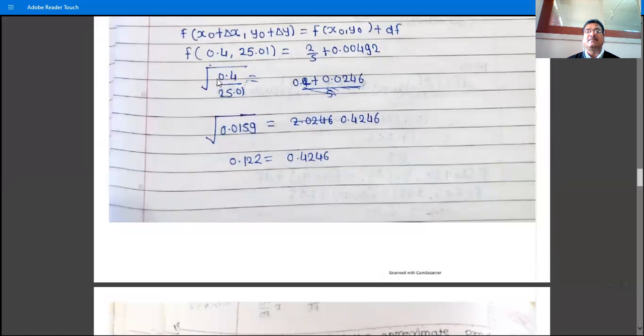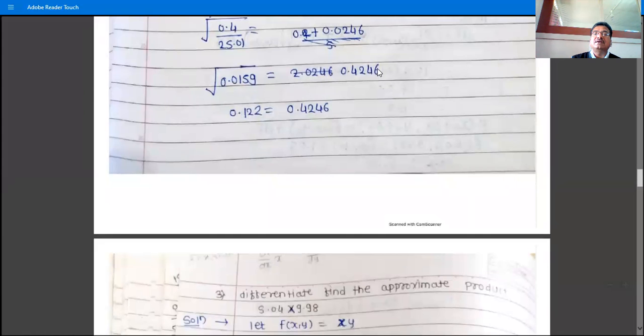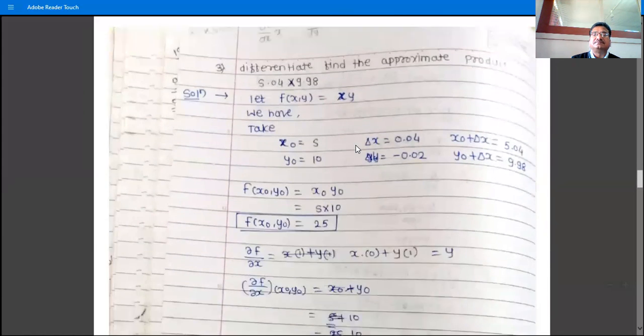And this is what? F of x, y is root x by y, so it is root 4.1 divided by 25.01. And don't do this calculation, just write this answer, 0.4246. I think this is the wrong answer. Correct the answer.